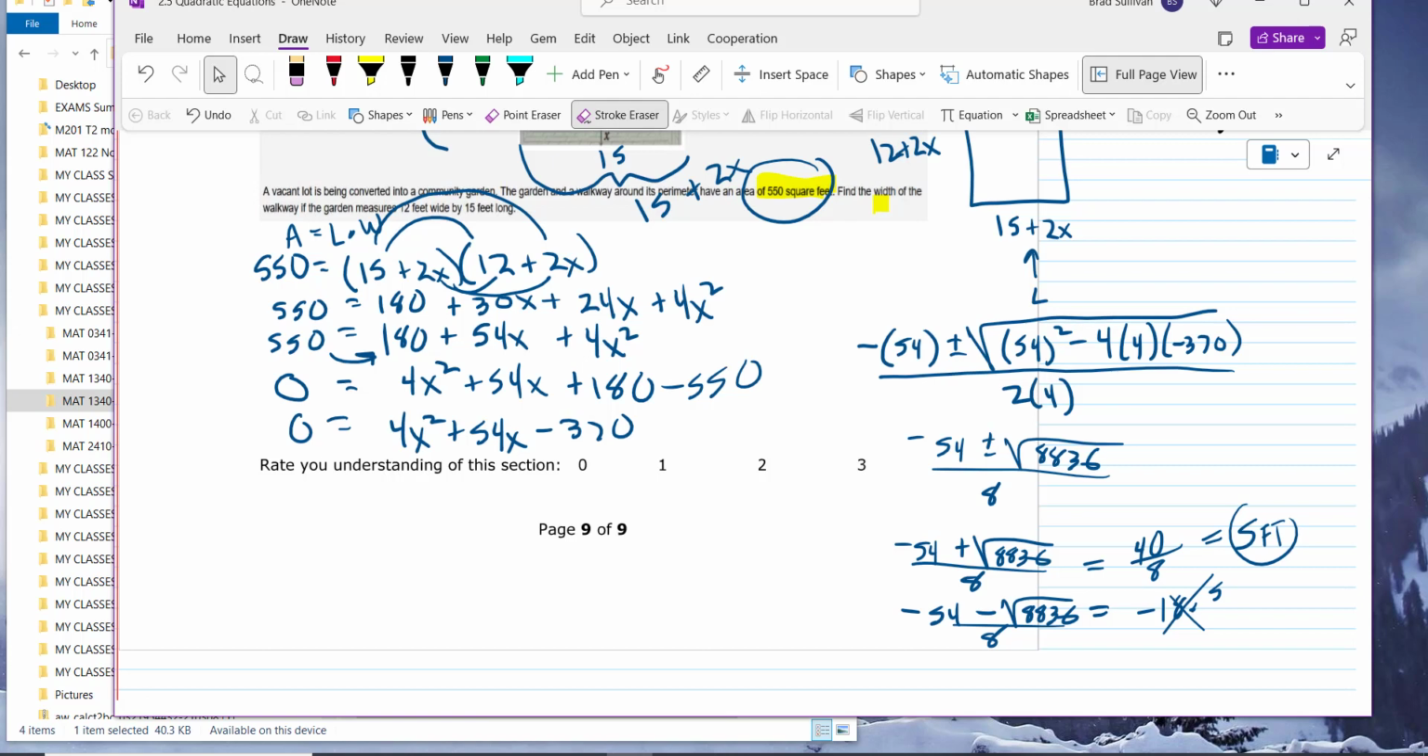Okay, rate your understanding. 0, anybody with 0? Okay, good. Anybody with 3? Not yet? Okay, getting close. You know, the biggest issue that I find in this section is working with square roots. If you get past that, you'll probably be fine with quadratic formula, right?